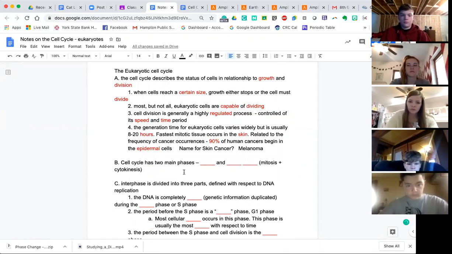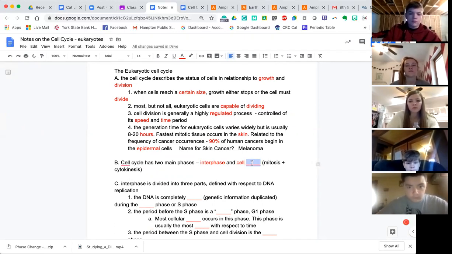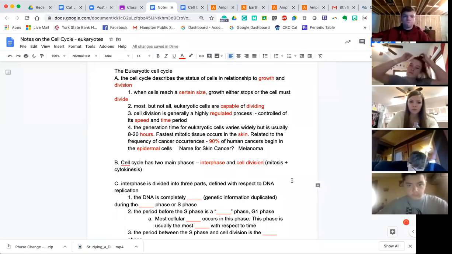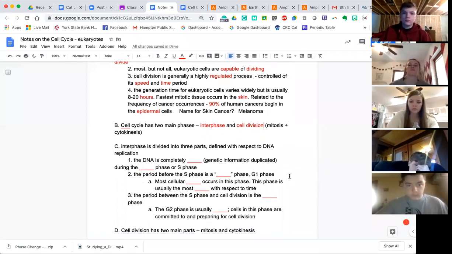All right. Going on, the cell cycle has two main phases. The first phase is not really a phase of mitosis. It's called interphase. And the last part is cell division. Interphase, you can think of as its normal lifespan. It's where the cell spends most of its time. It's when it's growing.